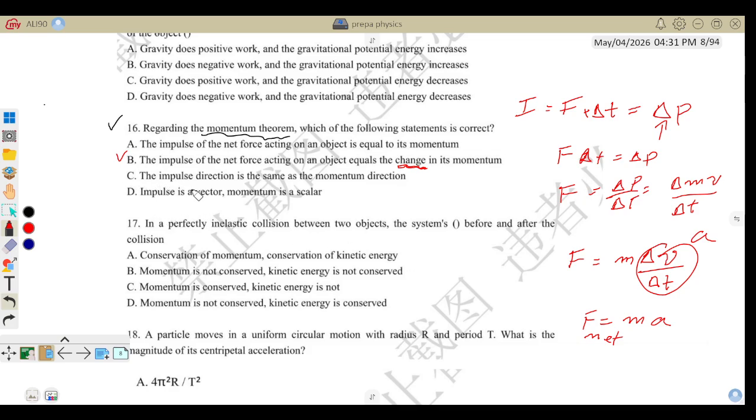So for C, we have the impulse direction is the same as the momentum direction. Not necessarily, but the impulse has the direction of the change again. We keep seeing the change of the momentum, not only the momentum. For D, impulse is a vector, momentum is a scalar. Not actually, impulse is a vector, momentum is a vector as well. So both of them have a direction and magnitude. Okay, so the answer is B.